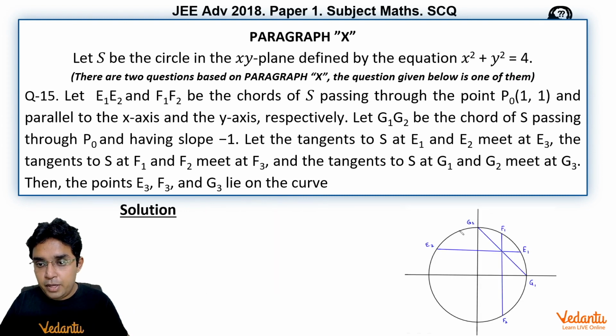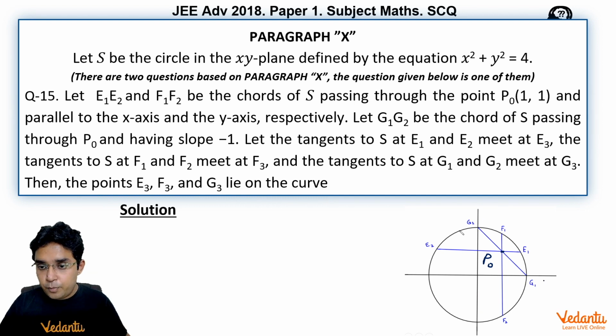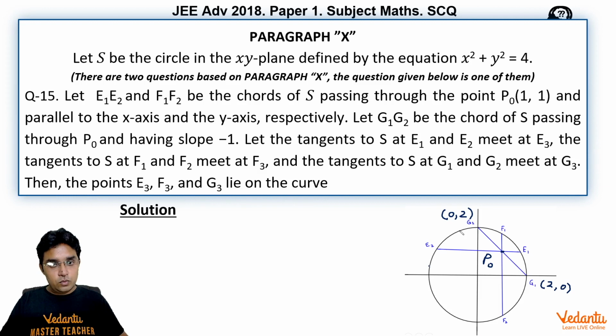This is my P0 point. This E1, E2 parallel to x-axis, F1, F2 parallel to y-axis and G1, G2 is having slope -1. And these points are 2, 0 where G1 is meeting x-axis, G2 meeting at y-axis is 0, 2.